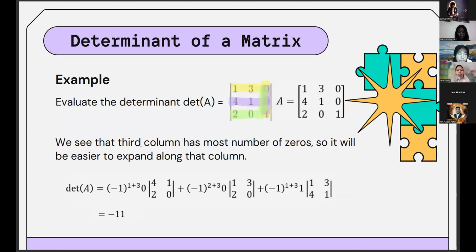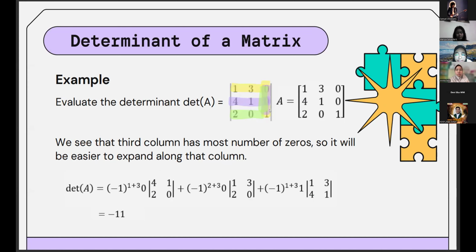For the example, evaluate the determinant of A equals [1 3 0; 4 1 0; 2 0 1]. We see the third column here has the most zeros, so it will be easier to expand along that column. So determinant A equals -1 to the power 1 plus 3 multiplied by 0 and multiplied by the smaller matrix here.